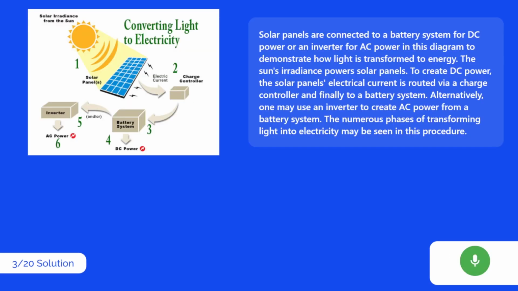Solar panels are connected to a battery system for DC power or an inverter for AC power in this diagram to demonstrate how light is transformed to energy. The sun's irradiance powers solar panels. To create DC power, the solar panel's electrical current is routed via a charge controller and finally to a battery system. Alternatively, one may use an inverter to create AC power from a battery system. The numerous phases of transforming light into electricity may be seen in this procedure.